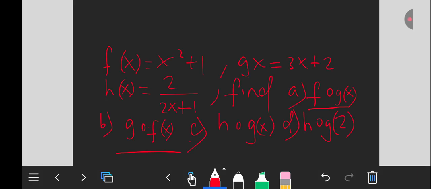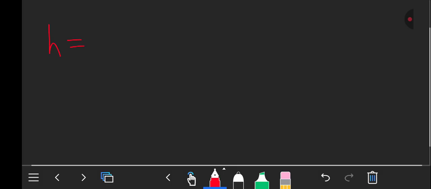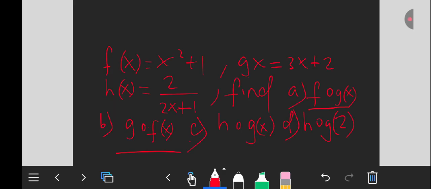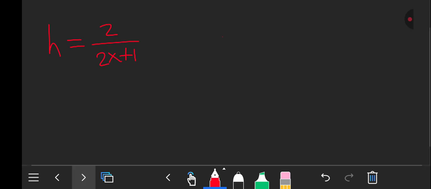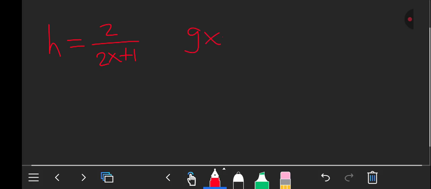Let's have another example. For the third one, they have told us to find h of g of x. So what is our h? It is 2 over 2x plus 1. So our h is equal to 2 over 2x plus 1. And we are finding h of g of x. Our g of x is the same one, 3x plus 2.